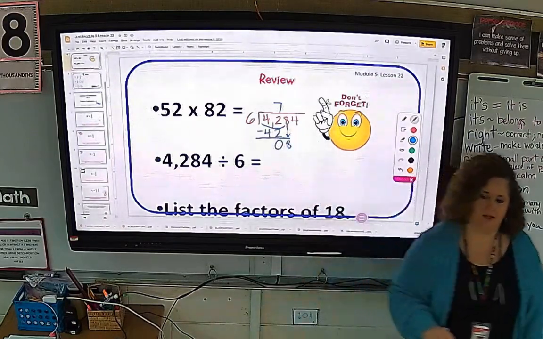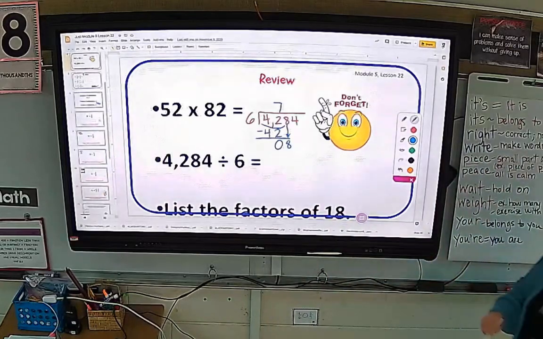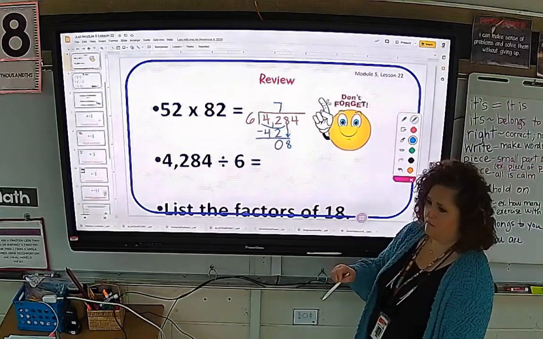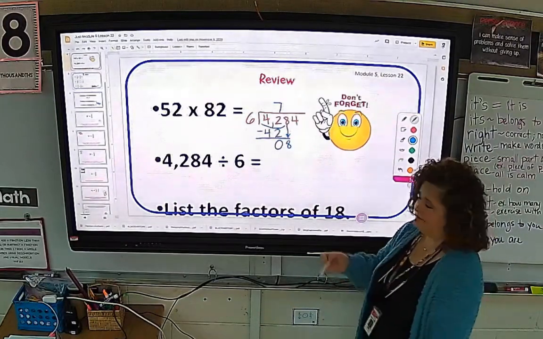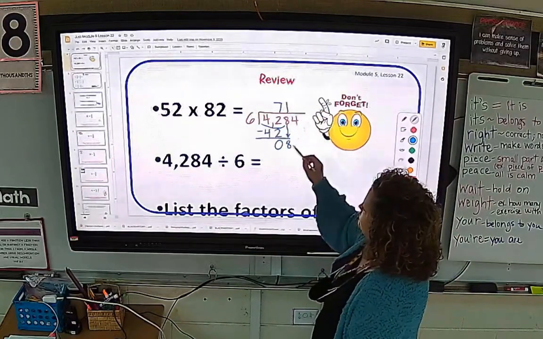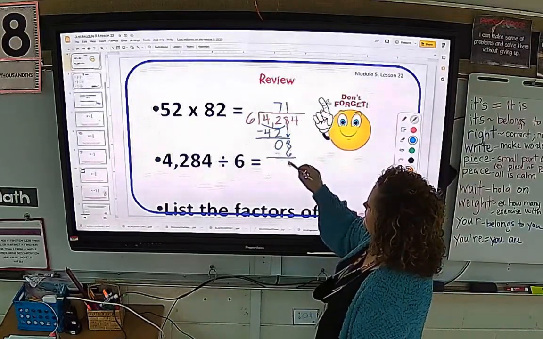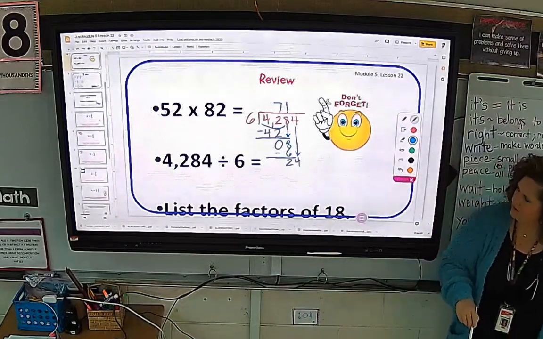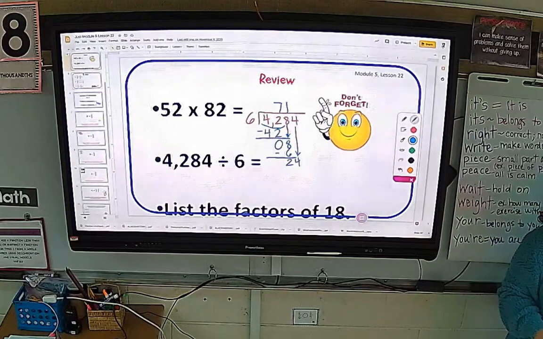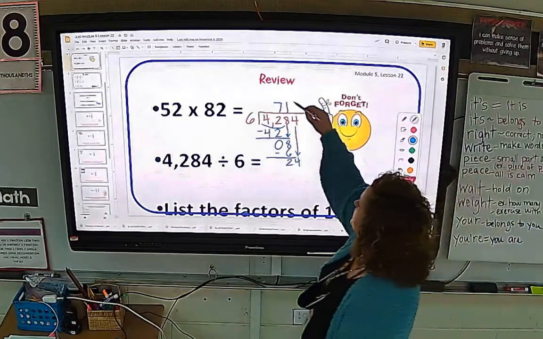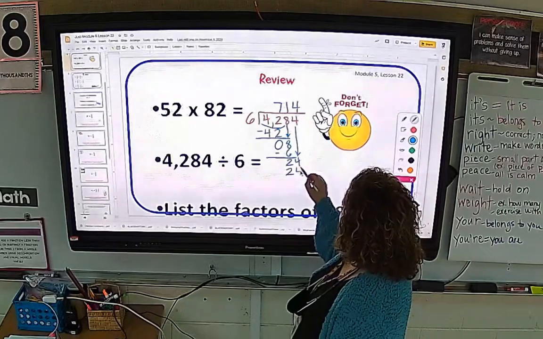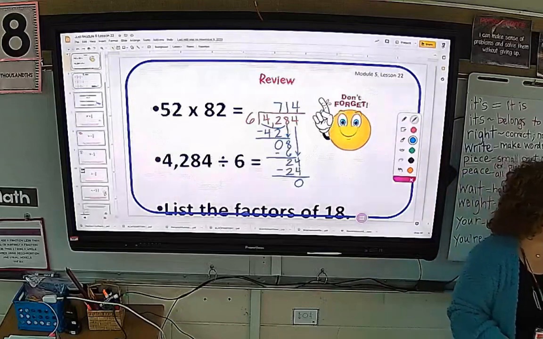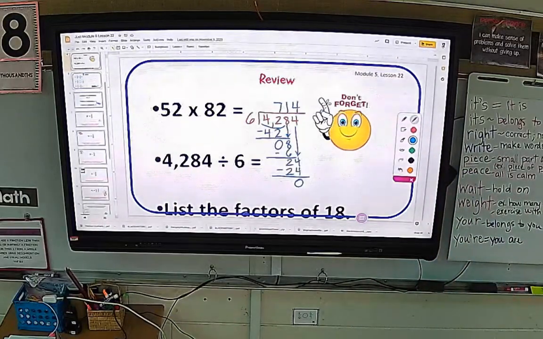What's the most 6s I can get out of 8, Bailey? Right here. Just 1. Okay. So 6 times 1 is 6. I subtract that and get 2. And then bring this down. Caleb, what's the most 6s I can get out of 24? 4. 6 times 4 is 24. So again, this time we have no, what? No remainder. Okay.